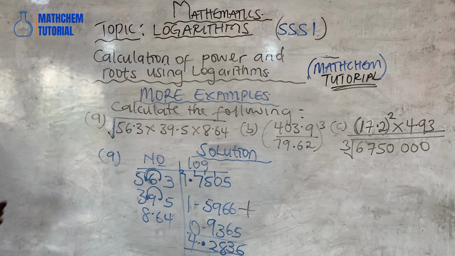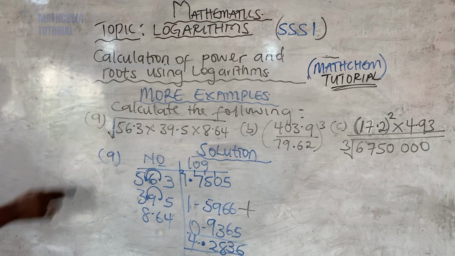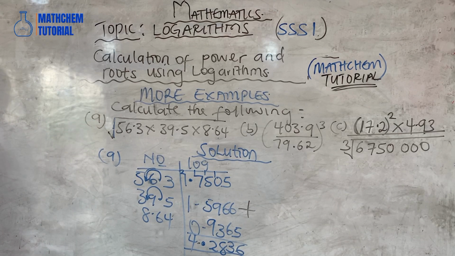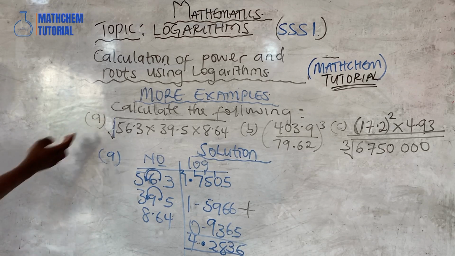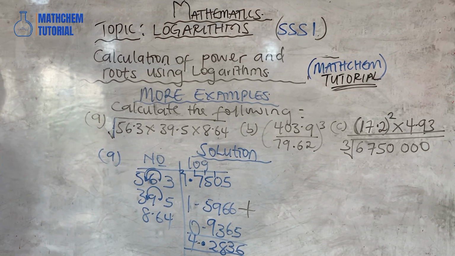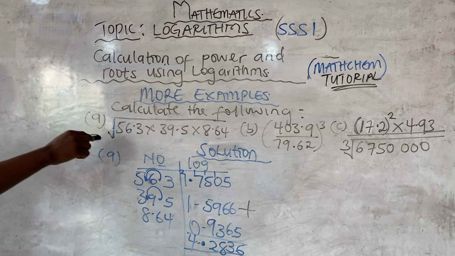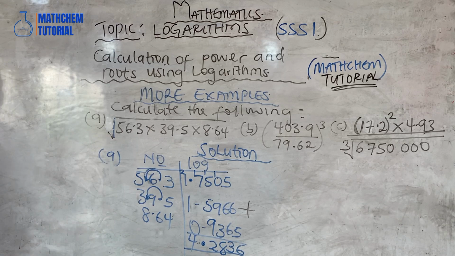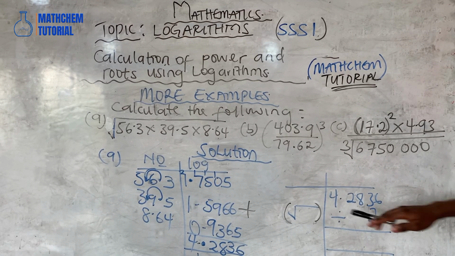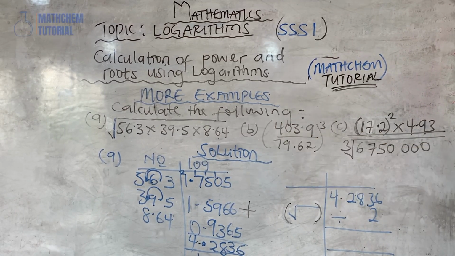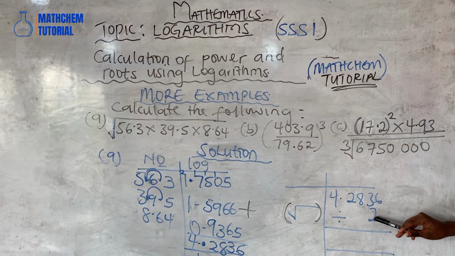We divide. So here now, 2 is here like this, because even if they do not put the 2, if it is a cube root, 3 will be here, sometimes 4, 5, and so on. But this particular one does not have anything here, but because of this square root, automatically we know that 2 is here. So we are going to divide 4.2836 by 2, because of this square root we have here for everything.